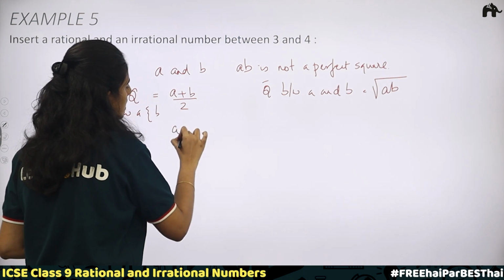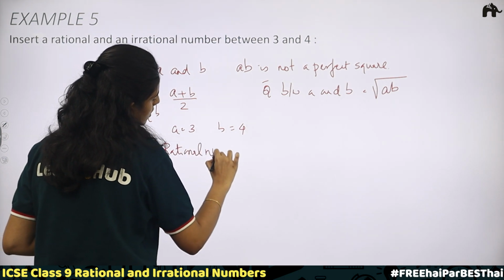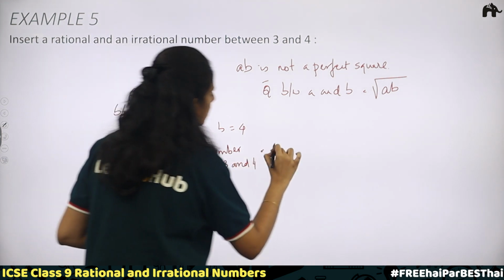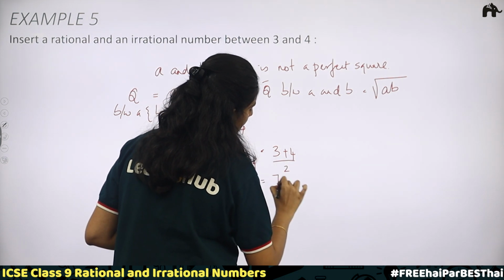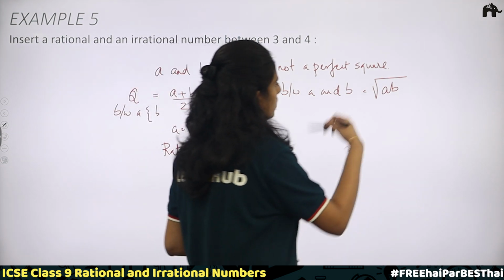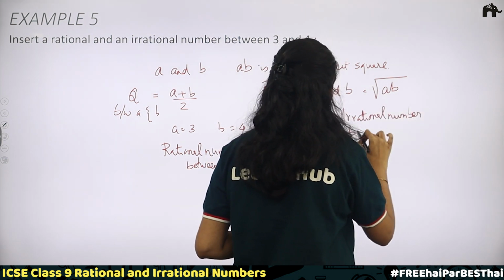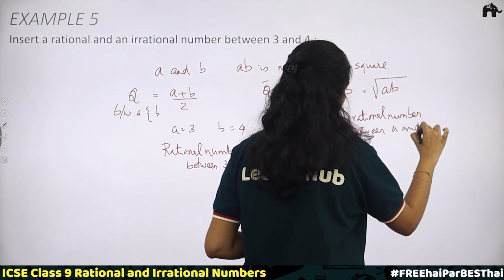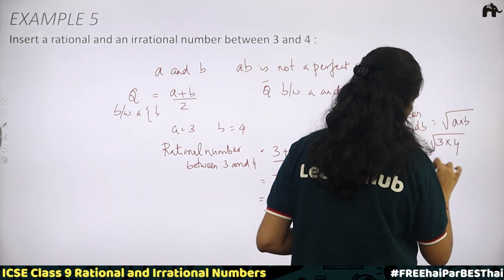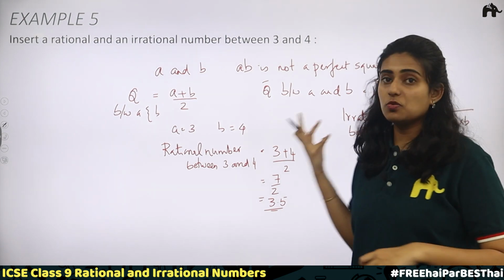Here we have 3 and 4. A is equal to 3 and B is equal to 4. Therefore, rational number between 3 and 4 will be equal to 3 plus 4 divided by 2, which is 7 by 2 equal to 3.5. We got a rational number between A and B. Next, to get an irrational number between A and B will be equal to root of A into B. Here, root of 3 into 4, which is root 12. Root 12 is an irrational number. So, in the previous question also we have showed that root 12 is an irrational number.